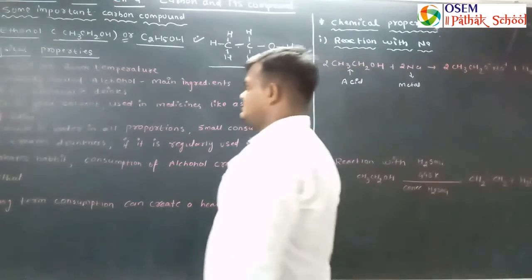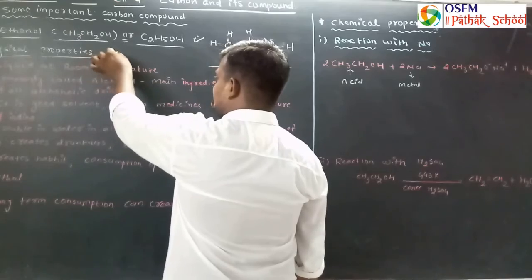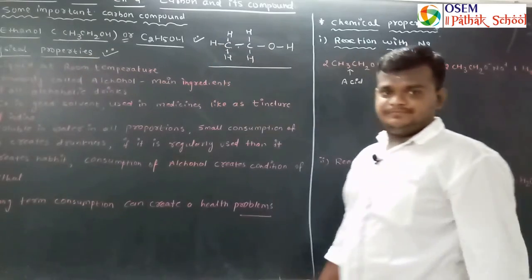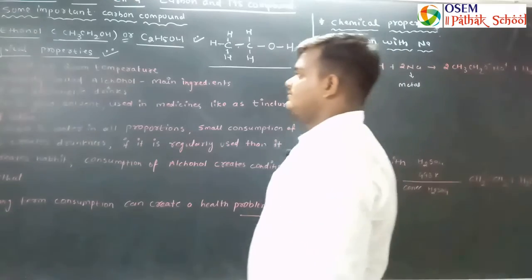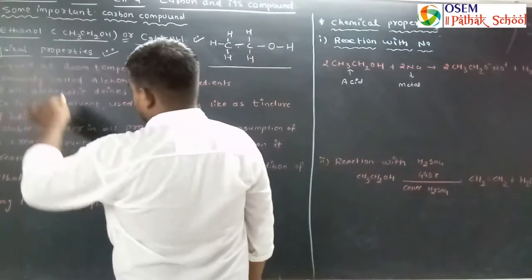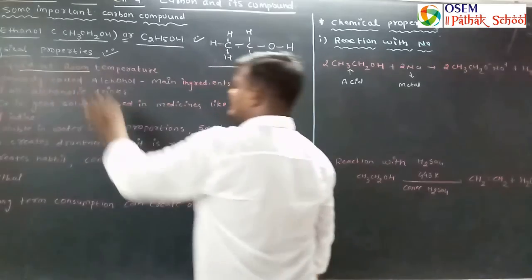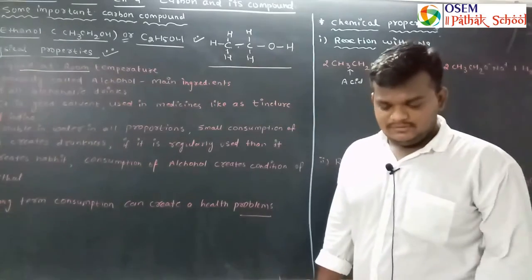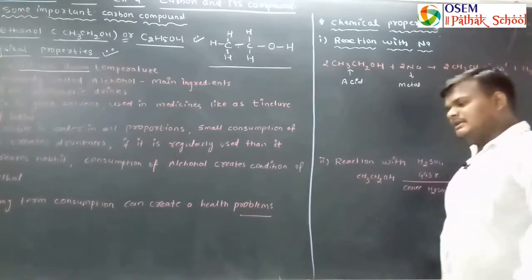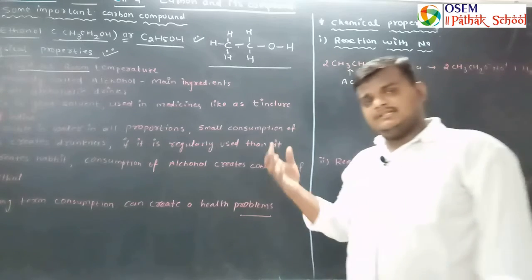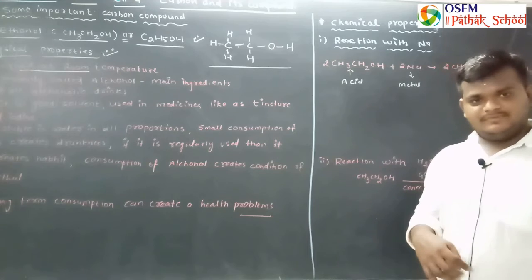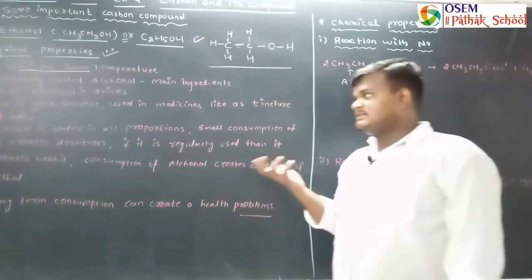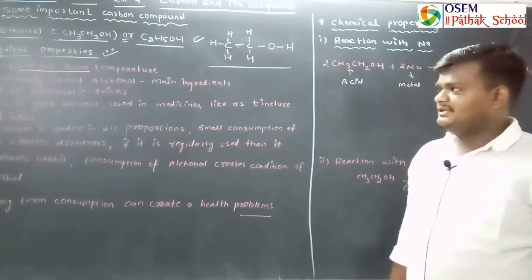Firstly, we will discuss the physical properties of ethanol. First, it is a liquid at room temperature. Ethanol, in most cases, is in liquid form. Ethanol, that is alcohol, we can also say. Alcohol is a liquid at room temperature.